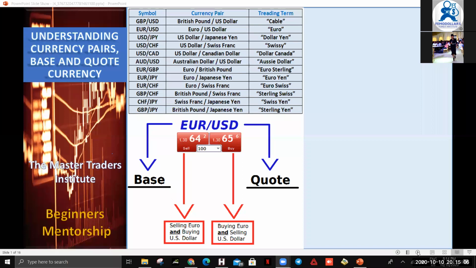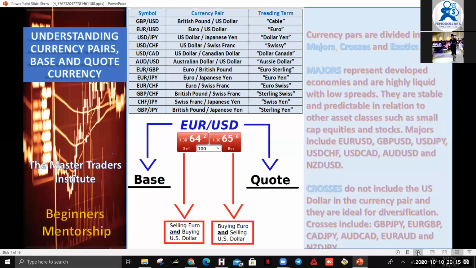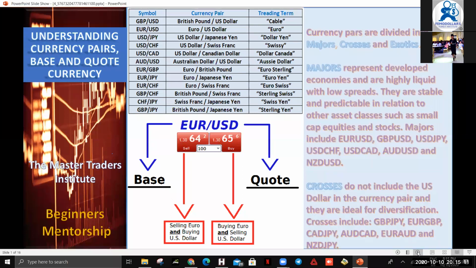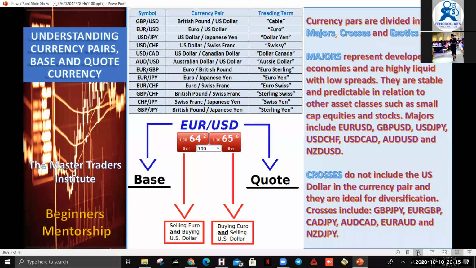Now look at it. Currency pairs are divided into major, crosses, and exotic. A major currency pair is any pair that has USD in it, because the US dollar is the currency with the highest volume. If you decide to travel to Dubai now, you're going to change.